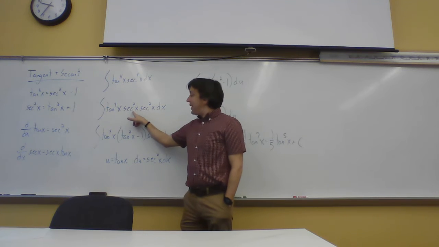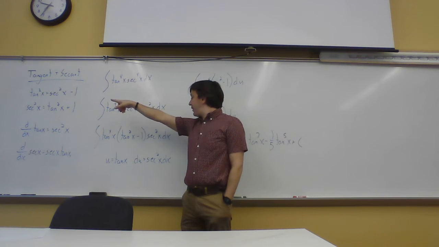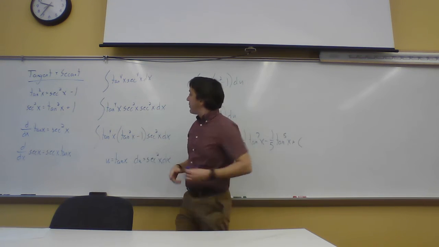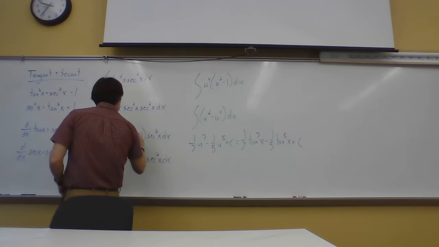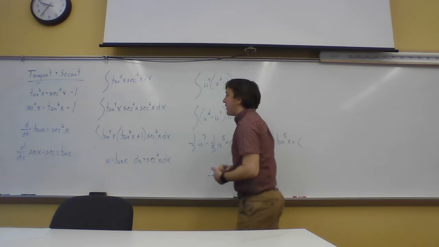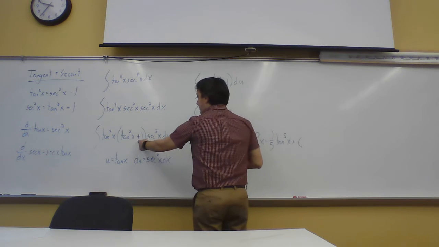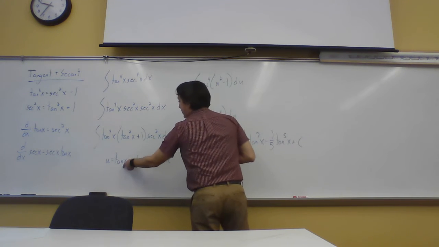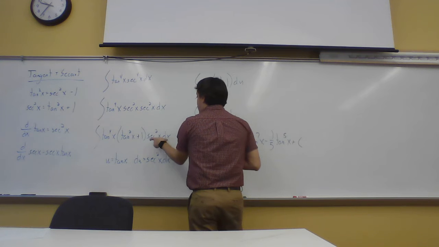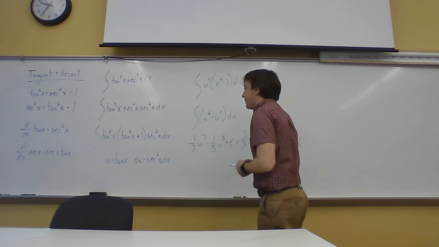Before I can do that, though, I need to get rid of the other secant squared, but very conveniently, secant squared is tangent squared x plus 1. And then I did a substitution. I said, okay, let's let u be tangent, and du then is secant squared x dx.